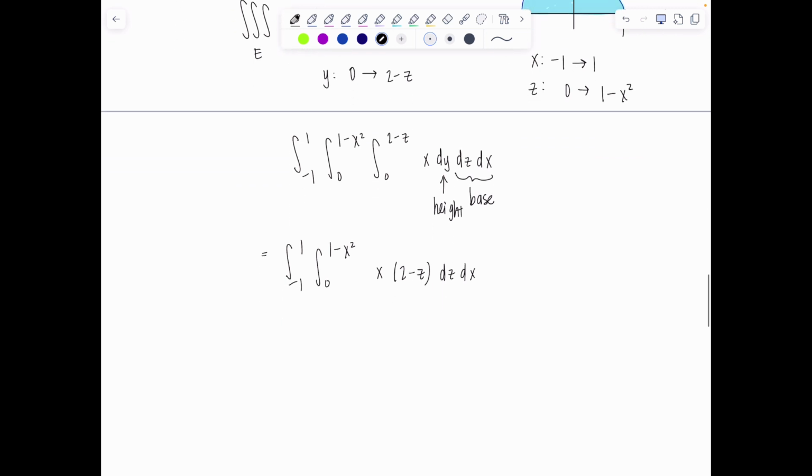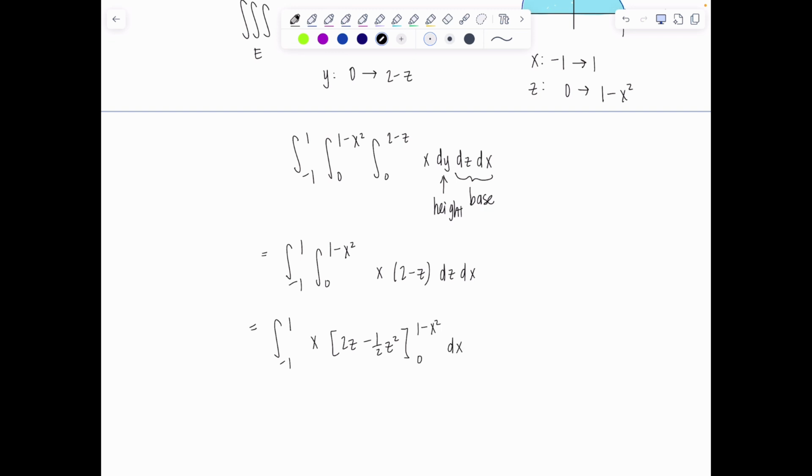Okay, now, ooh, this is more exciting. We're going to integrate with respect to z. What do I do with that cute little x? You ignore it. It's just a constant, okay? So let me just put it right here. Mind your business, x, okay? And then the antiderivative of 2 minus z with respect to z is 2z minus z squared over 2. Good. And this gets evaluated from 0 to 1 minus x squared.